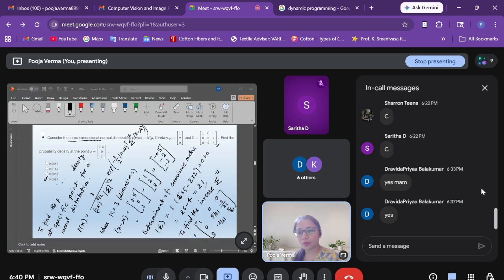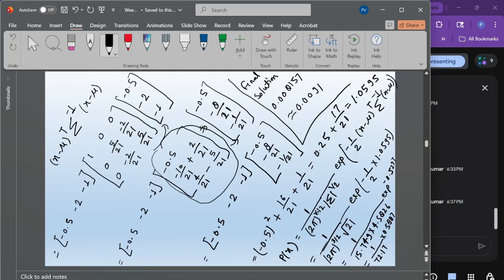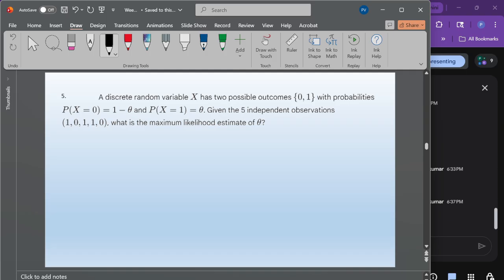So is it fine to all of you, or do you have any doubt? Okay, so can we move to our next question? Okay, so now moving to our next question. I hope all of you have understood how to calculate, and you are able to calculate these questions. Okay, so now move to our next question.